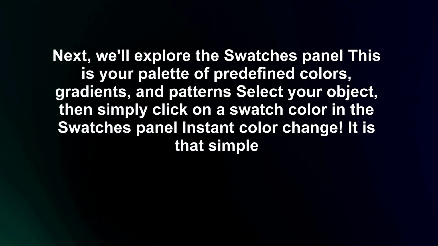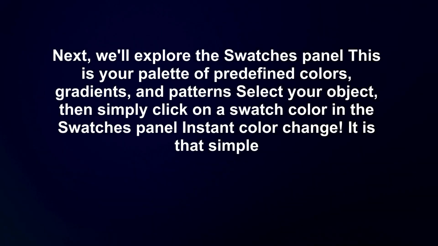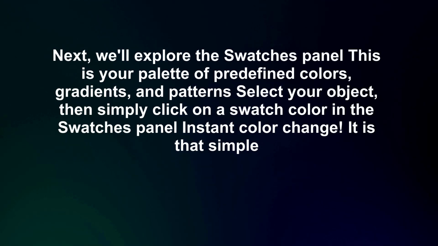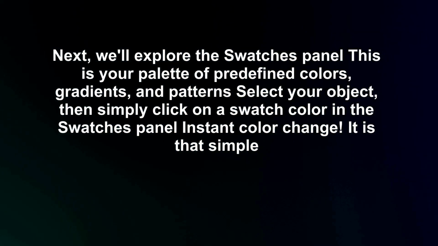Next, we'll explore the Swatches panel. This is your palette of predefined colors, gradients, and patterns. Select your object, then simply click on a swatch color in the Swatches panel. Instant color change. It is that simple.